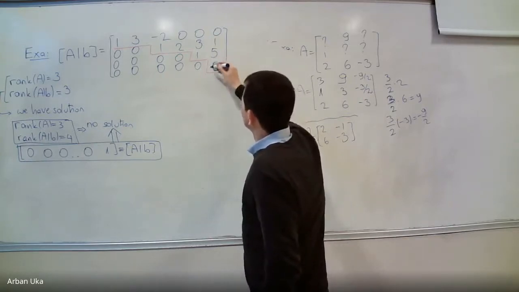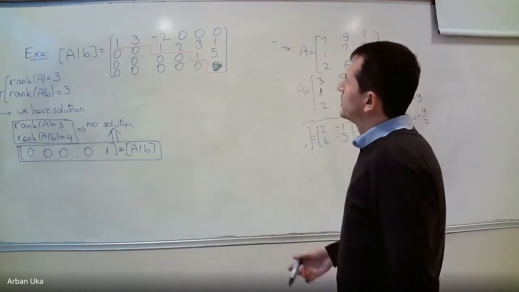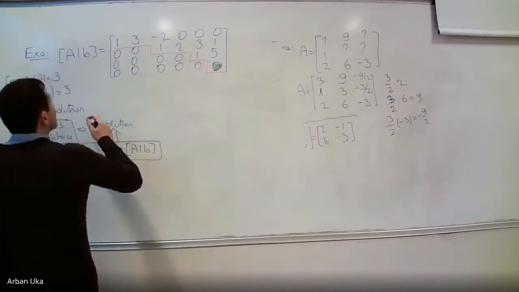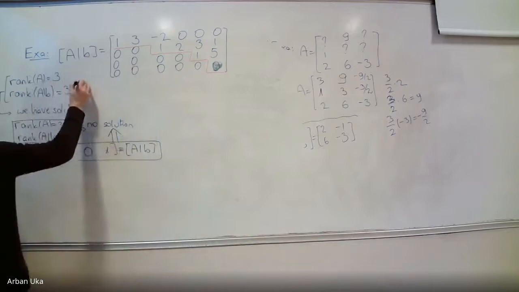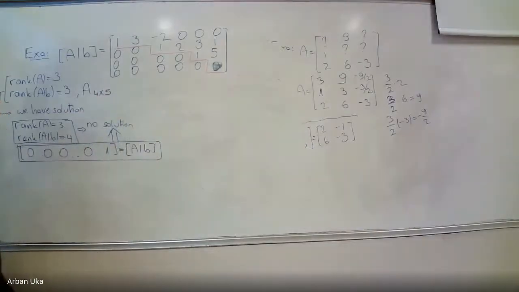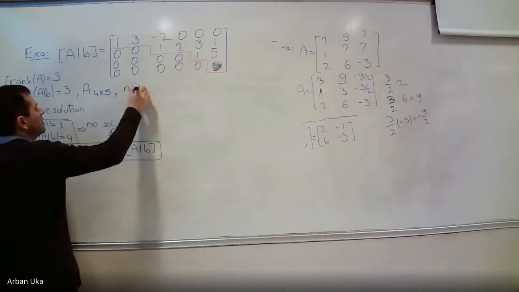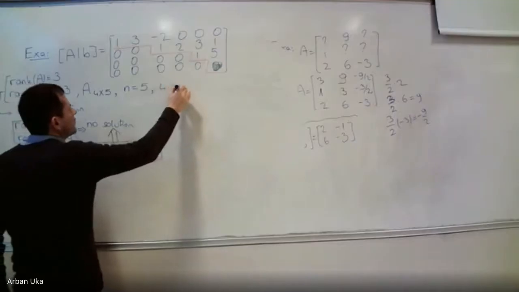But let's keep this 0, and let's try to observe what we learn from this system. First of all, A is 4 by what? 1, 2, 3, 4, 5. What is the size of A? 4 by 5. What is the number of unknowns? 5. What is the initial number of equations? 4 equations, okay.